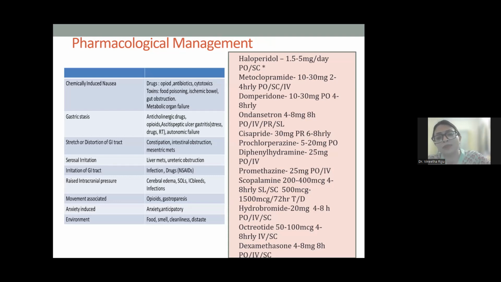Haloperidol can be started from 1.5 to 5 milligram per day, given orally or subcutaneously. The Serenase can be given for opioid-induced vomiting, most often used, and sometimes it can be used for controlling vomiting in other causes as well. Metoclopramide 10 to 30 milligram can be given 4th hourly, 6th hourly, 8th hourly. In severe cases, we sometimes have to give it as short as 2 hourly. Domperidone again 10 to 30 milligram can be given 6th hourly, 8th hourly. These two also have a prokinetic effect, so you can think of giving metoclopramide or domperidone for patients who have constipation.